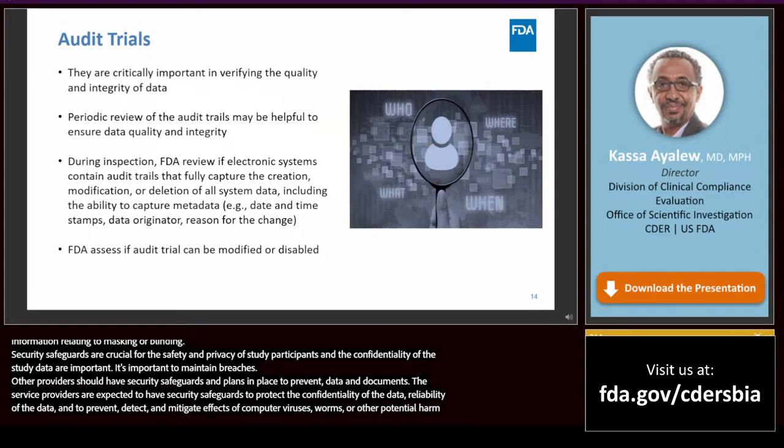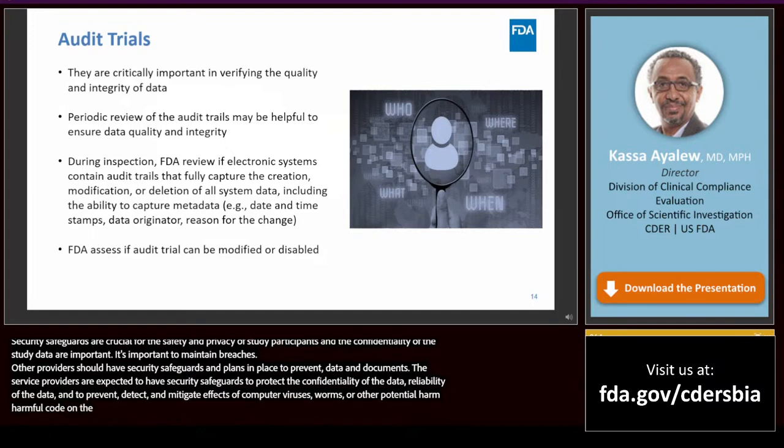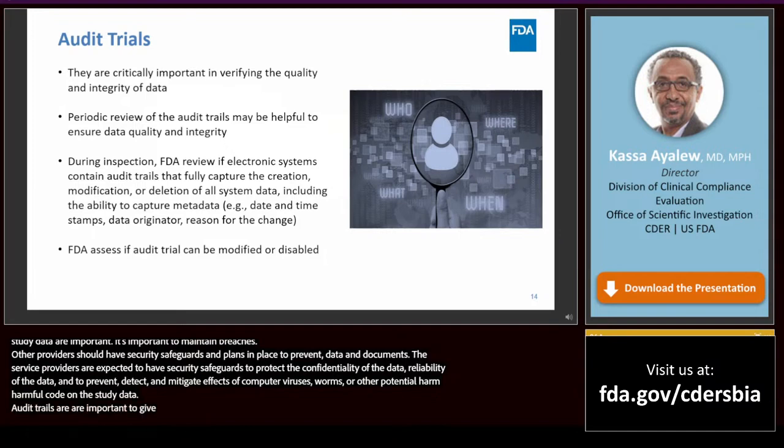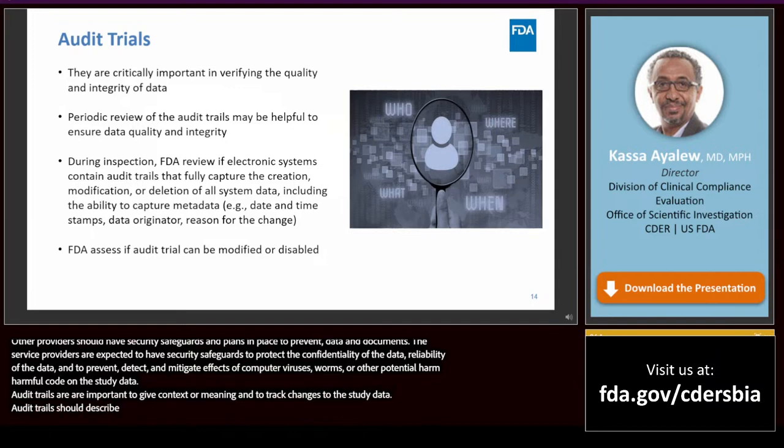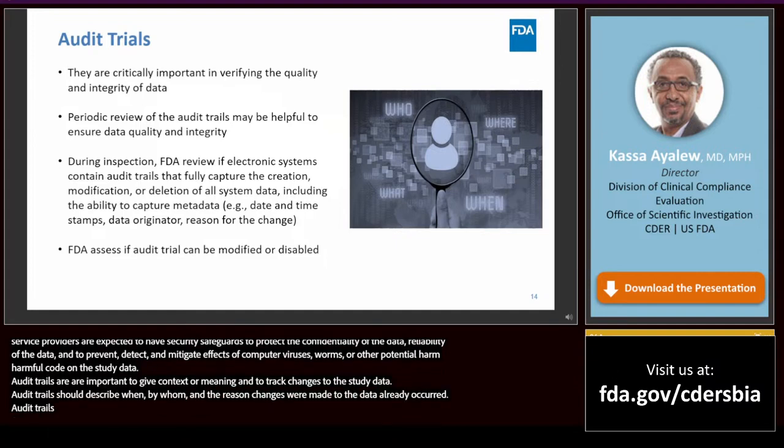Audit trails are critically important for the quality and integrity of the data as well as verifying clinical trial data. They are important to give context or meaning and to track changes to study data. Audit trails should describe when, by whom, and the reason changes were made to the data or record. Audit trails should be retained and made available during an inspection. They should not be modified or disabled either.